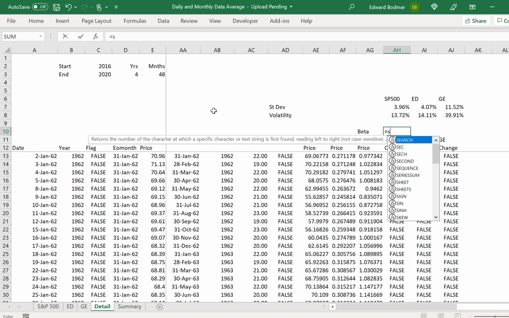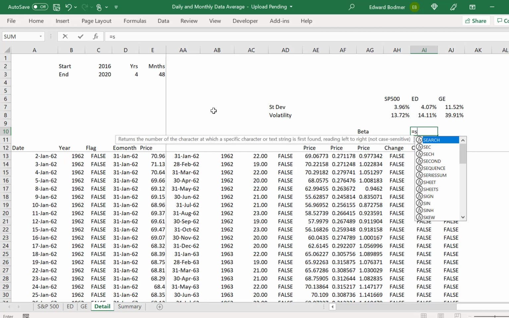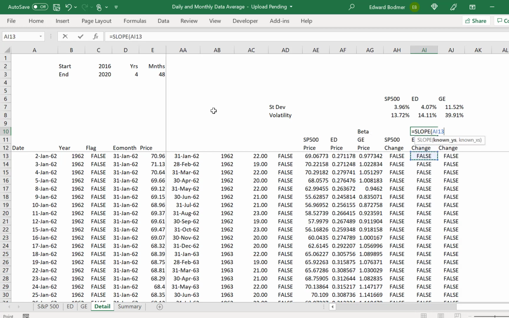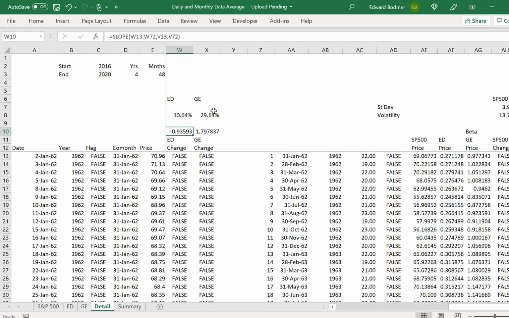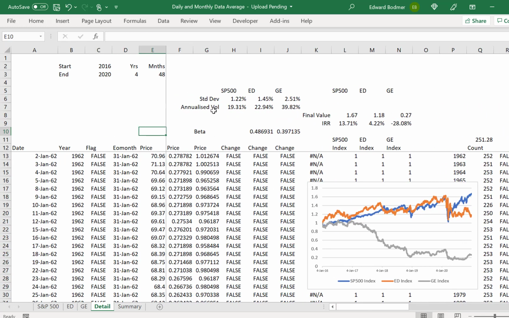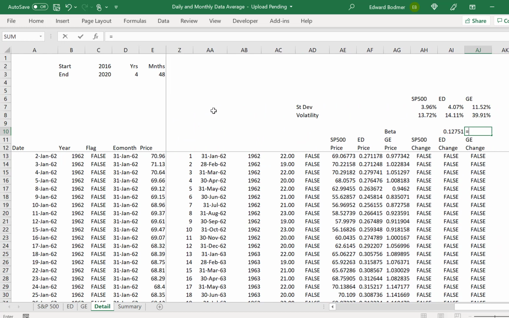And this is how Yahoo reports the beta. I've gone and computed and verified all this, well, a little bit at least. We take the slope of the change for the stock against the market, and then we get 0.12 versus 0.48, which is correct. Let's do it for GE.